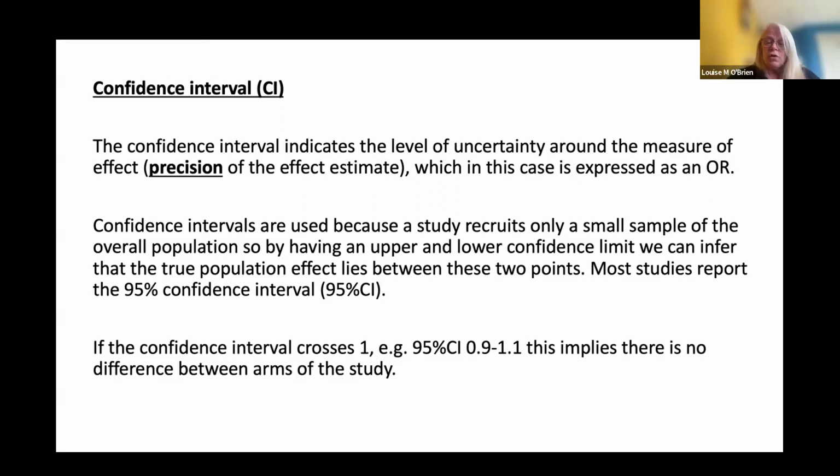If the confidence interval crosses one, like for example here, 0.9 to 1.1, this implies there's no difference. So you don't need a p-value. If there was a p-value there, it would be non-significant. The confidence interval either has to be below one for both ends of it or above one for both ends of it to be significant.